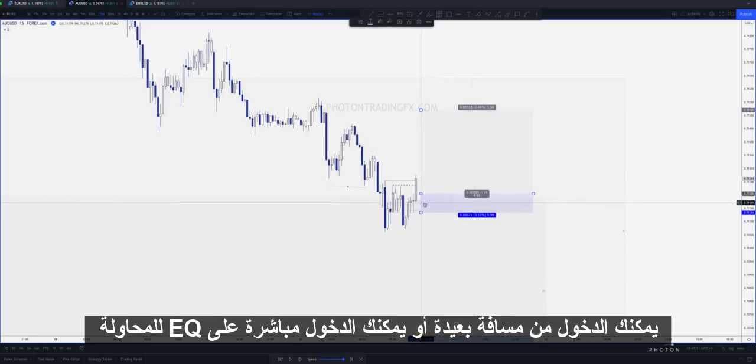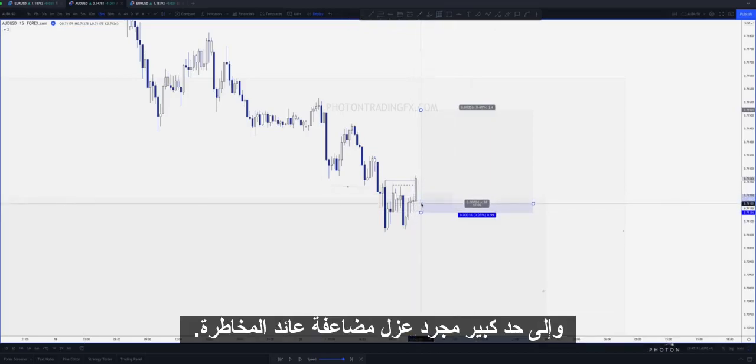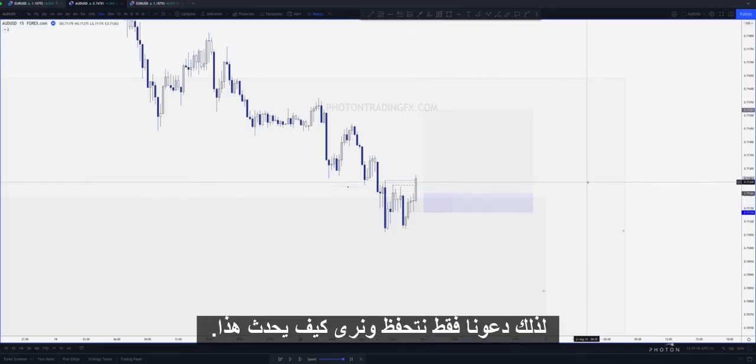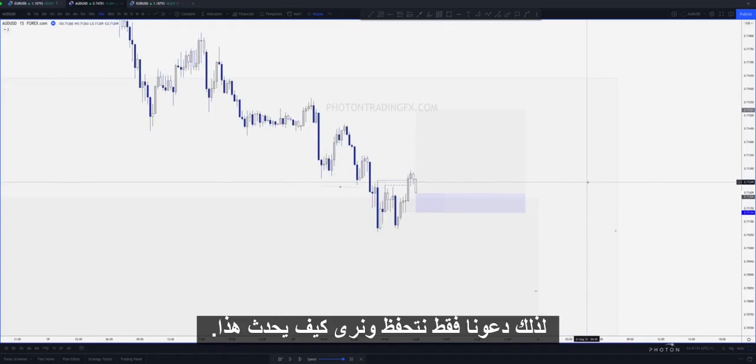You can enter on the distal, or you could enter right on the EQ to pretty much instantly double your risk reward. But of course, you run the risk of not being tagged in. So let's just be conservative and see how this plays out.